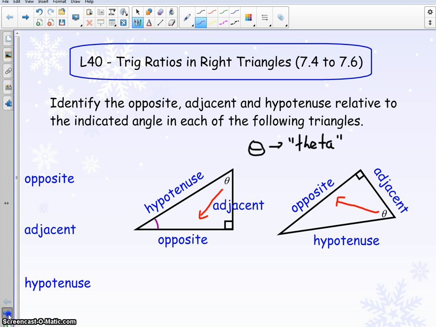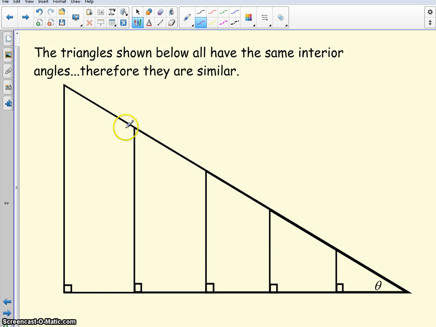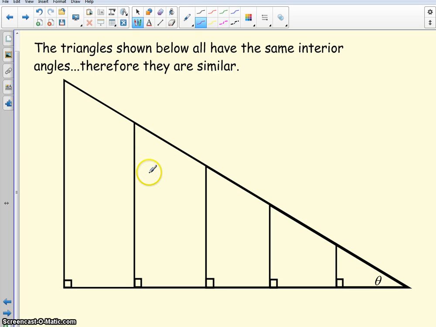Okay, so moving on. What I have here is a diagram, and you're going to see there's 1, 2, 3, 4, 5 different triangles in here. And hopefully when you look at these triangles, you'll see that they all have the same interior angles. They all share this angle theta down here. They all have a 90-degree angle, which means the third angle is going to be the same for all of them as well. So since all the interior angles are the same for all of them, they're all similar triangles.